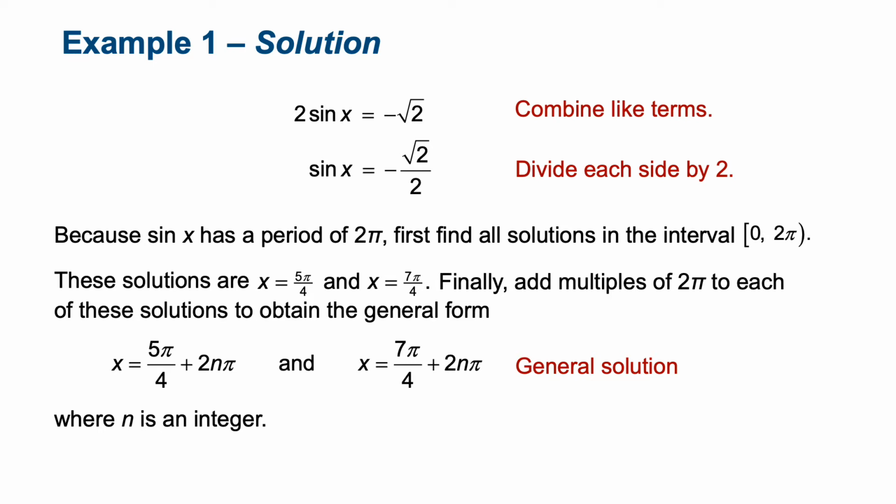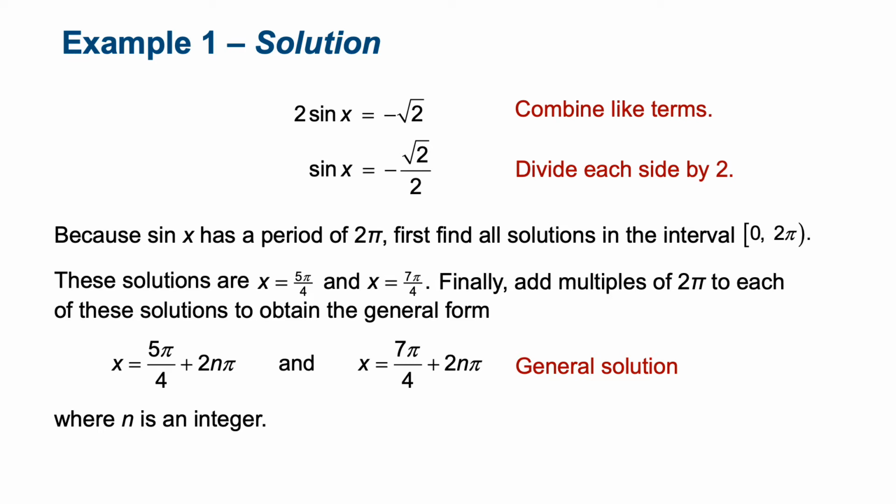Because sine of x has a period of 2 pi, we need to find all the solutions in this interval, okay? If you remember that table that we went over a few sections ago, you should know by now that sine of x is equal to negative root 2 over 2 at 5 pi over 4, so quadrant 3, and 7 pi over 4, which is quadrant 4.